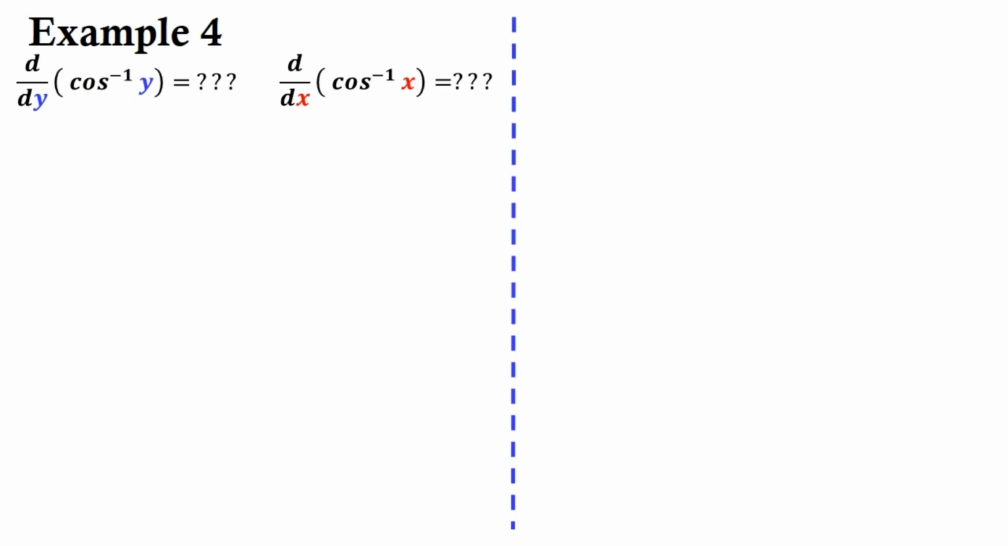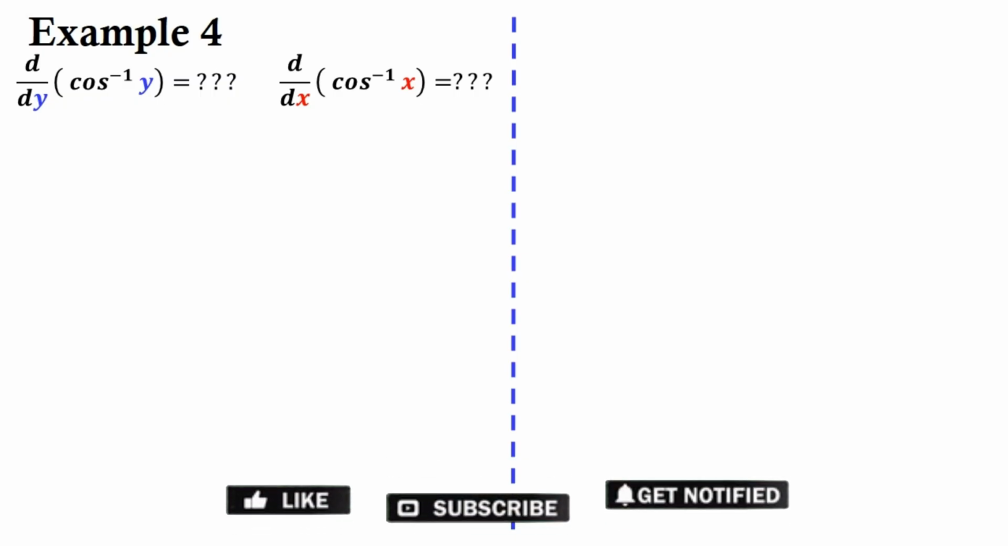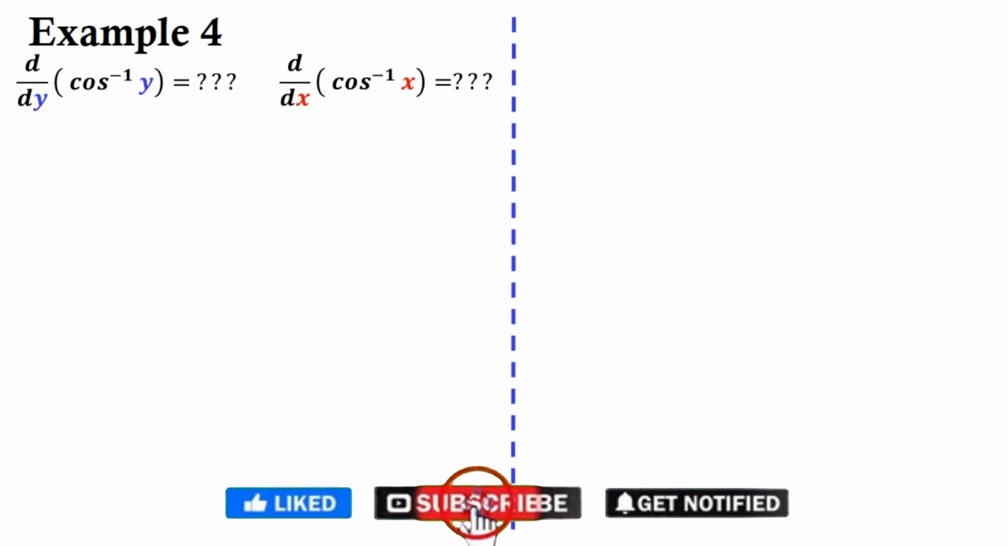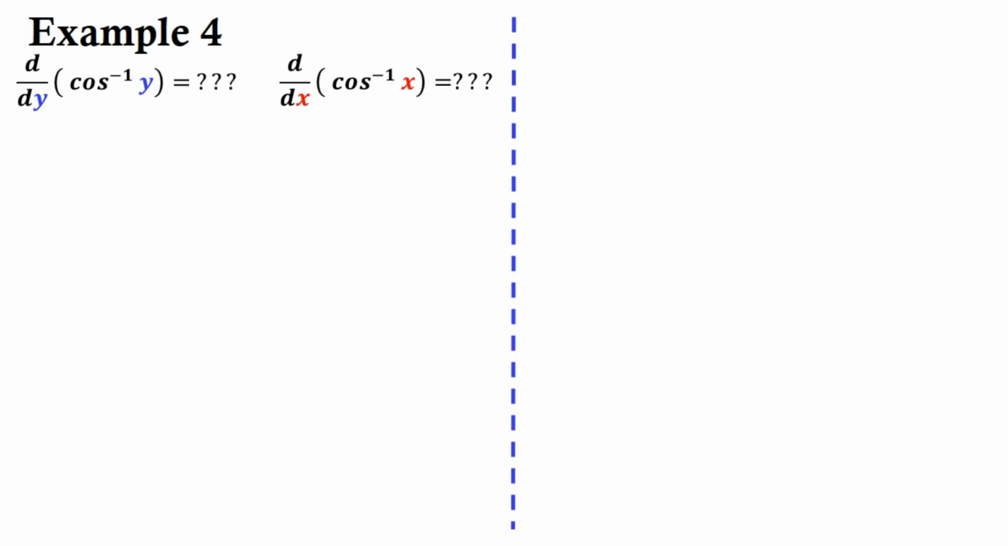Okay, so let's proceed to example 4. This time around, we want to find the derivative of cos inverse of y and cos inverse of x. The first one, cos inverse of y, we're going to differentiate with respect to y, and cos inverse of x, we're going to differentiate with respect to x. But before we proceed, let's talk about the graphical illustration of cos x.